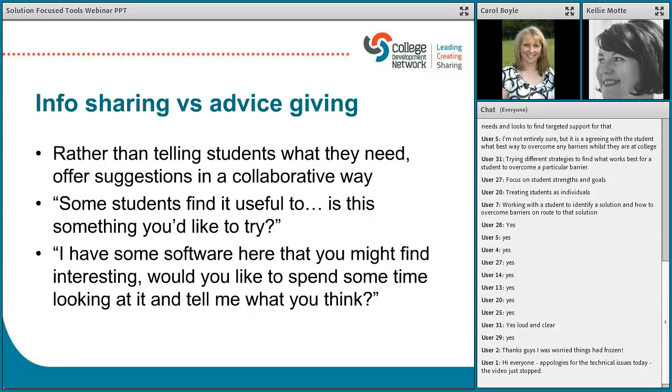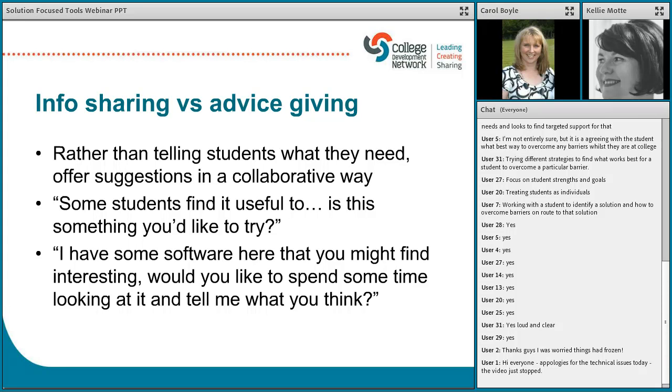Another thing to look at is to think of yourself as someone who shares information rather than gives advice. Because that can sometimes lead to what's known in motivational interviewing as the righting reflex, which is we know what we think would work for someone, and so we tell them, and then that person feels almost pressurised to go along with it when it might not be the right thing for them. So rather than telling people straight up what you think they need, offer your suggestions in a more collaborative way. You can sometimes even use the example of other students: some students find it useful to use this type of technology. They found it quite useful.